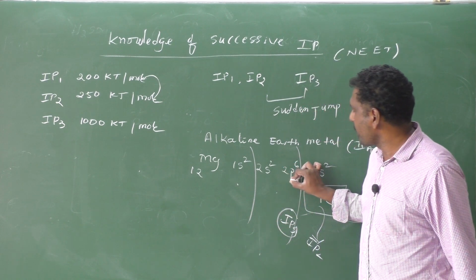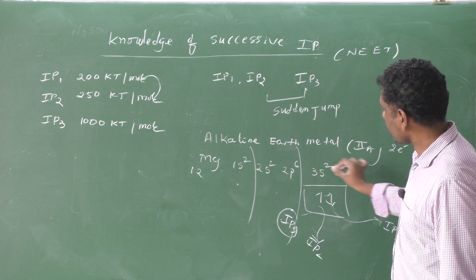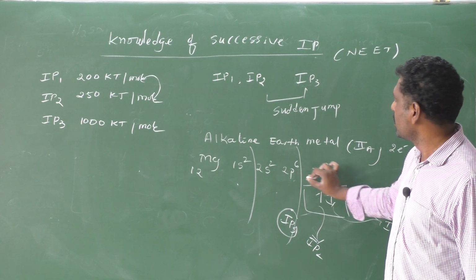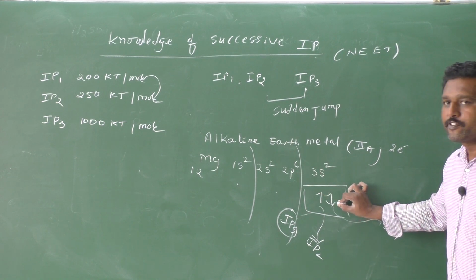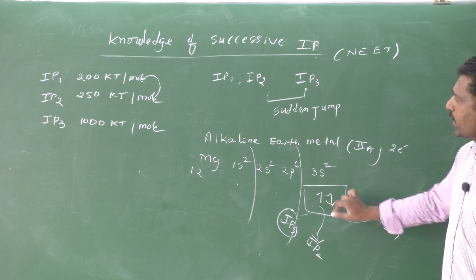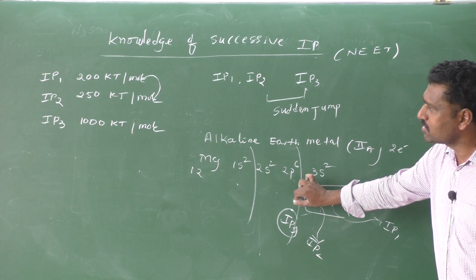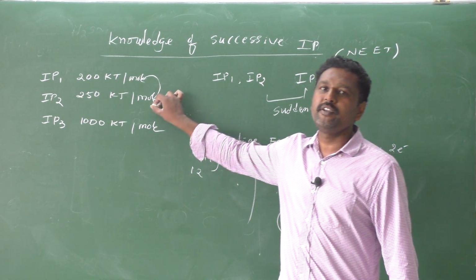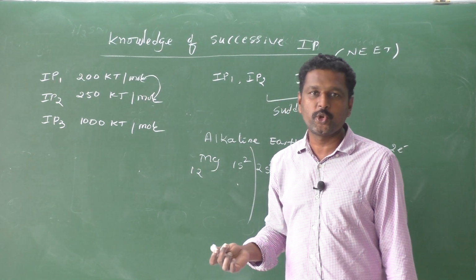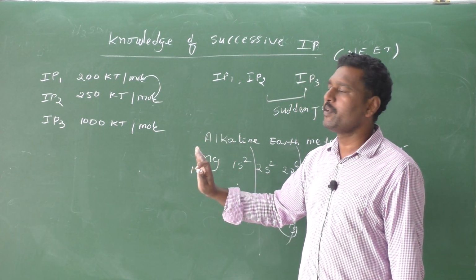The energy required to remove IP3 is from the second shell. The energy required to remove the first electron is 200 kilojoules, and the energy required to remove the second is 250 kilojoules. But you have to remove this one too. These are dummy values, not accurate values, I am just taking them as an example.